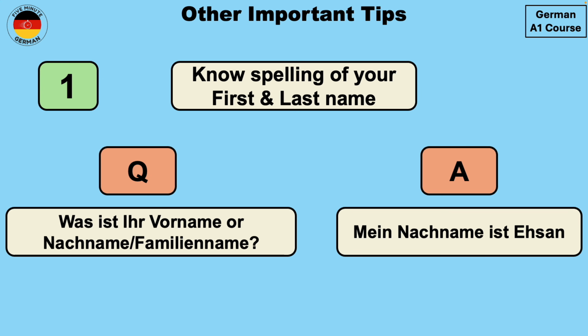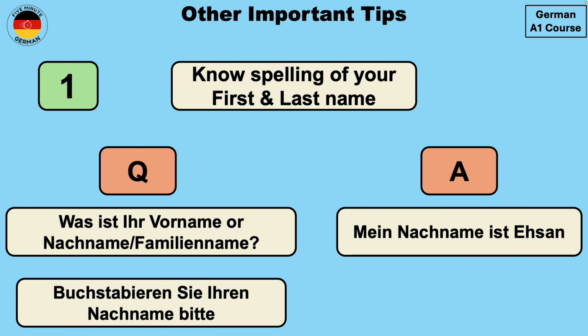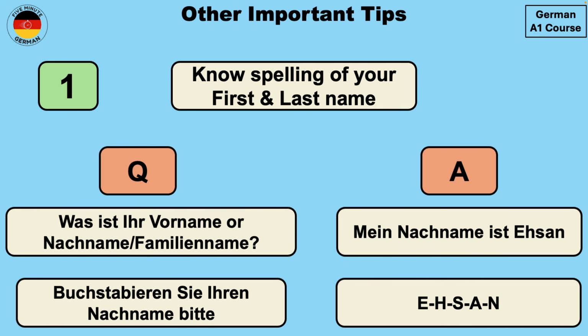Then the examiner can also ask you, buchstabieren Sie Ihren Nachname bitte. Please spell out your last name. So buchstabieren means to spell out. Then I will have to say E-H-S-A-N. So I will have to spell out my last name. So this is very important, that you know the spellings of your first and last name.